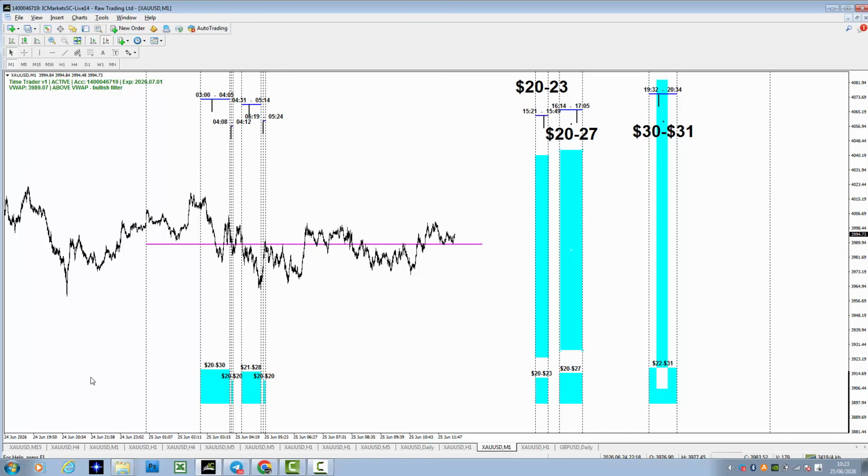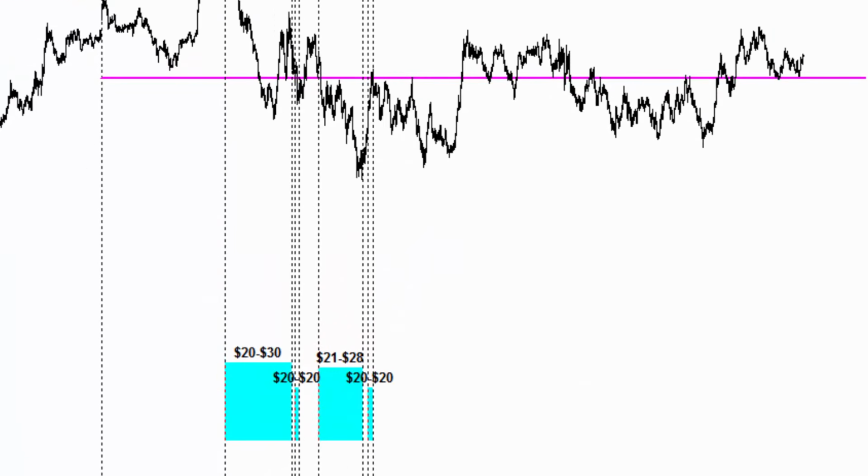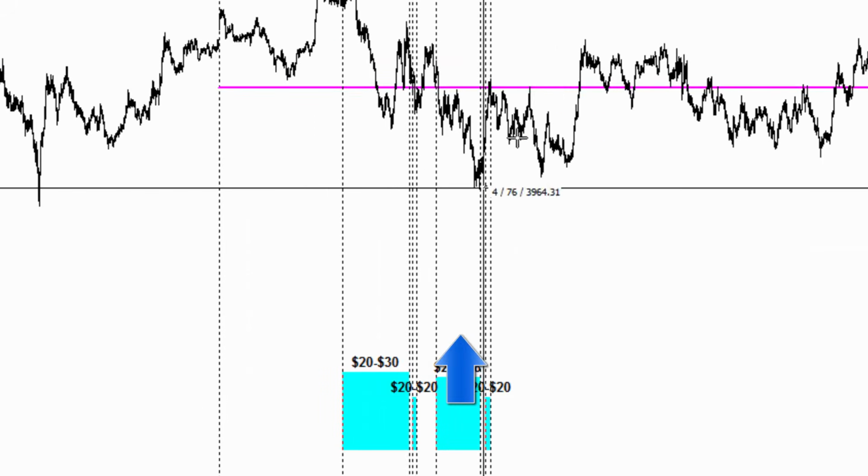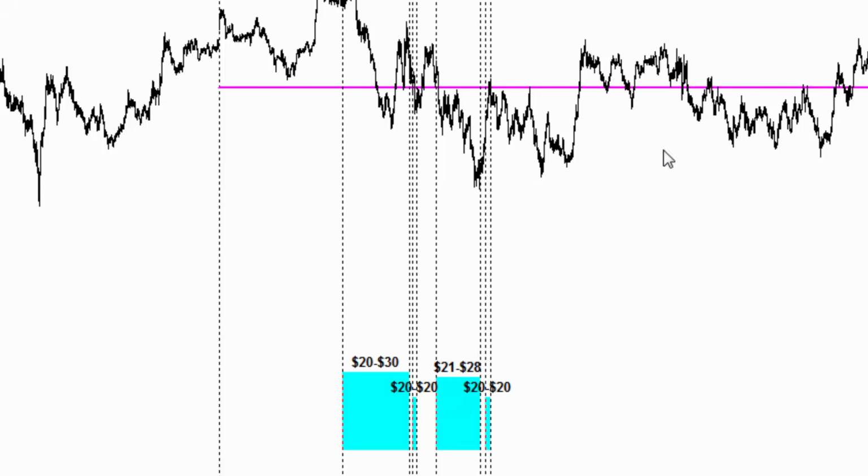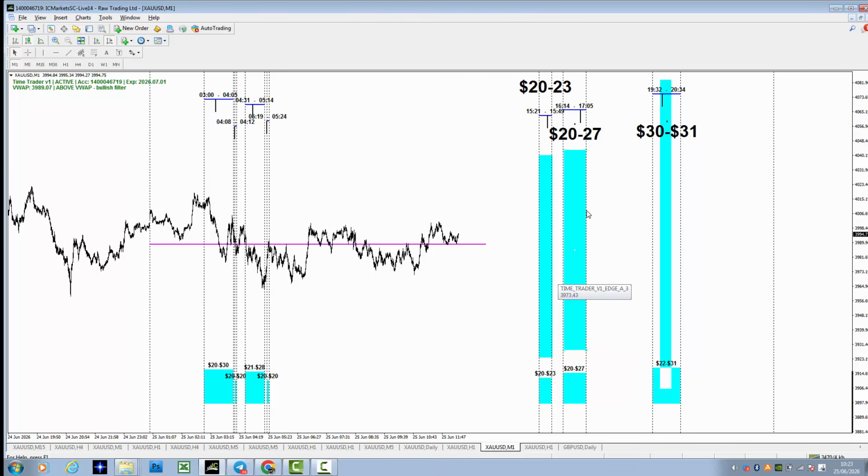And here you saw Time Trader actually mark that move as a $20 to $30 move, 21 to 28. So what would we have been doing here? Well, you'd have been buying, of course, because the market's falling into the turn, and you would have made 26 points on that. So yeah, $21, $28 is absolutely right. I tend to go for the target on the lower side. Sometimes that's wrong, sometimes it just skates through the upper target as well.